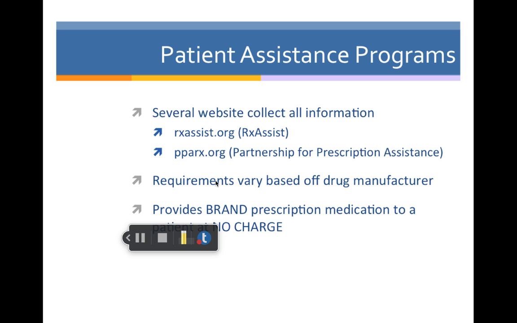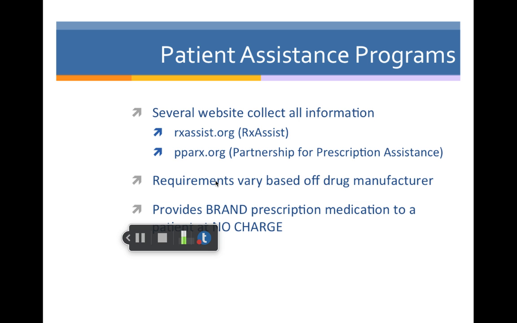But things you'll want to consider and make sure you look at on the application are U.S. residency. So some programs only provide this to U.S. citizens. Some will provide to U.S. citizens or legal entrants. And then some will provide to U.S. citizens as well as illegal immigrants.